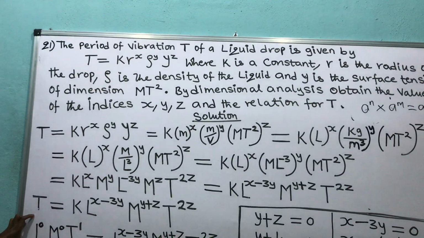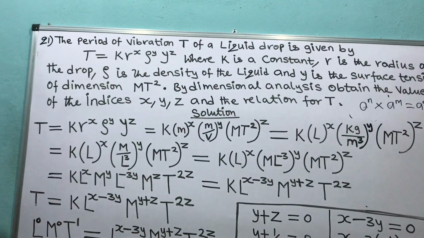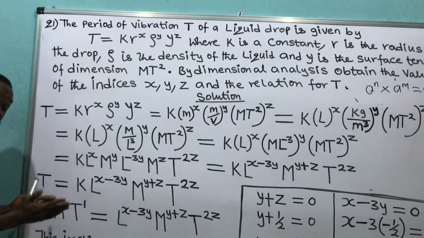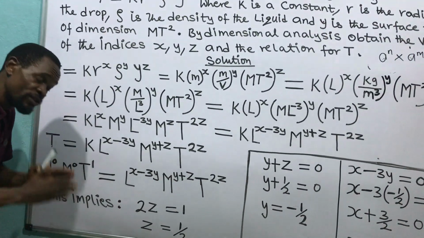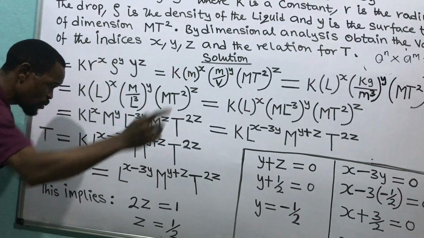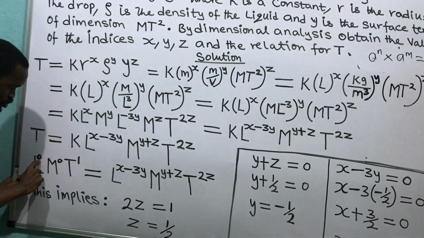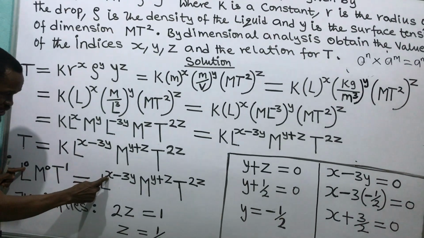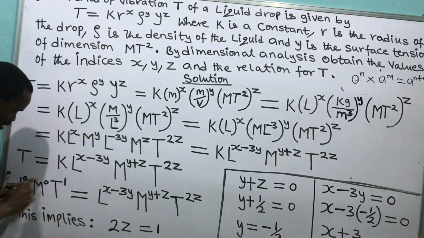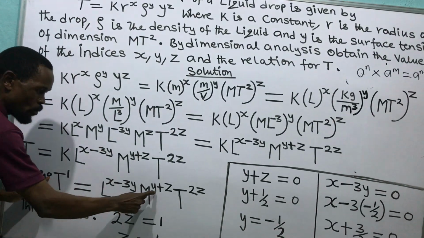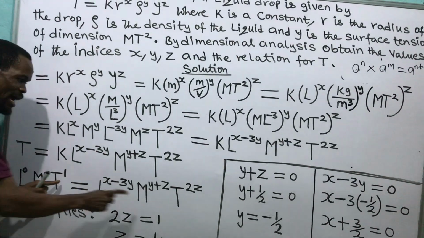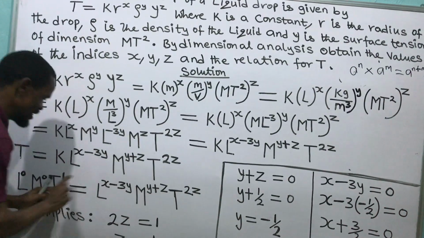Then I can say this and this are now the same base. Therefore I can now say their power is equal. If the bases are the same, the powers will be equal. I can now begin to equate their power. This is L raised to the power 0. That means 3x minus 3y is equals to 0. And again, y plus z is equals to 0. And 2z is equals to 1.